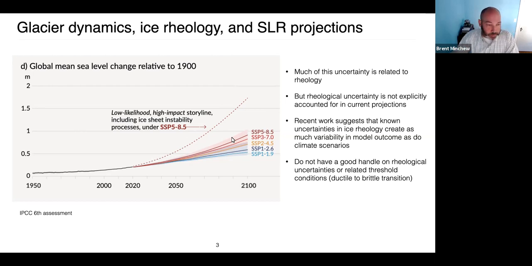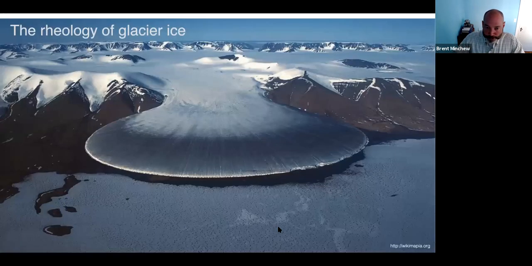So ductile-brittle transitions, things of this nature, understanding what exactly is the mean and the distribution of various parameters related to the rheology of the ice. So the theme of today is trying to get a better handle on this, and move toward a world where we can actually quantify the uncertainties, the distribution of these uncertainties in the rheological parameters, and use this to drive the next generation of ice flow models, the stochastic models that are coming out. So, rheology of glacier ice.